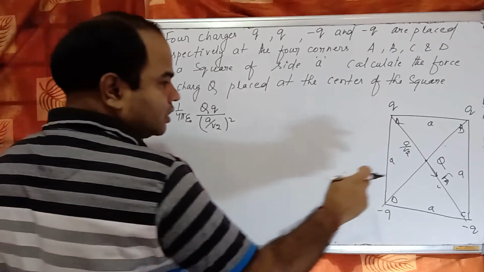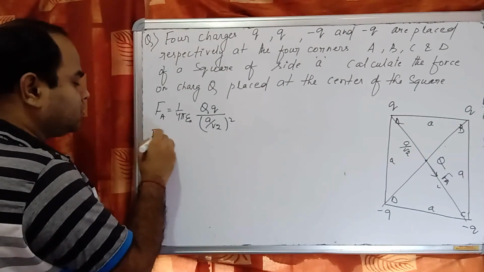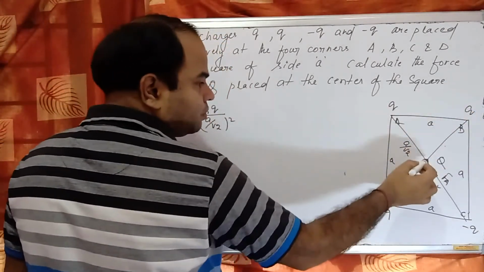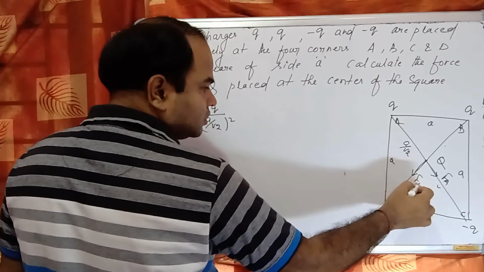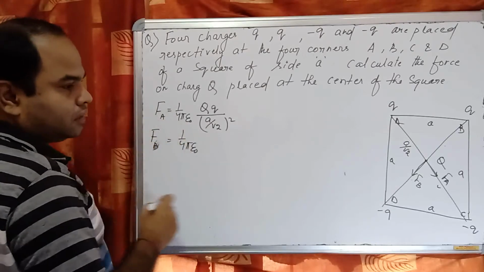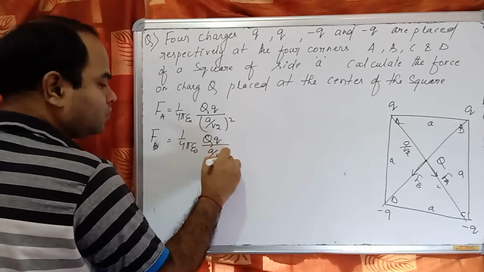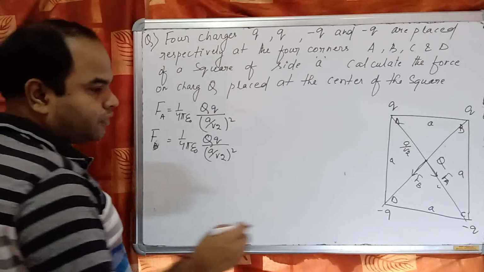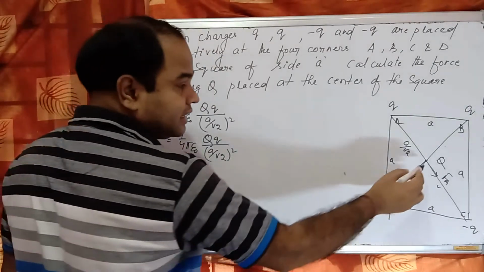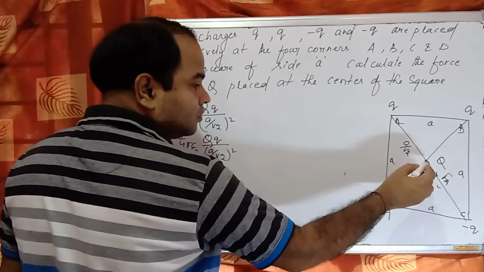Similarly, charge Q will be repelled by the charge Q present at B. Let us say the force is FB, in this direction. The magnitude will be 1 by 4 pi epsilon naught, charge is Q, distance is A by root 2 the whole square. Charge minus Q will attract charge capital Q in this direction.